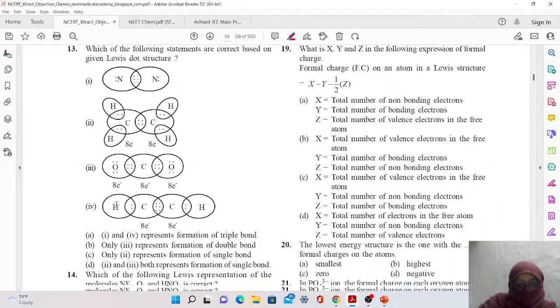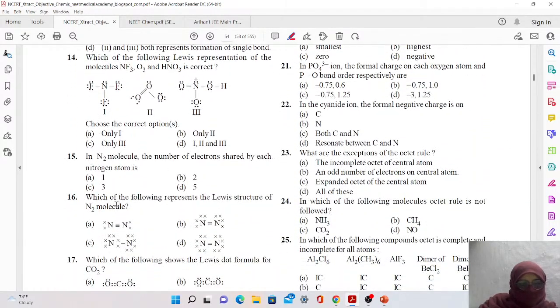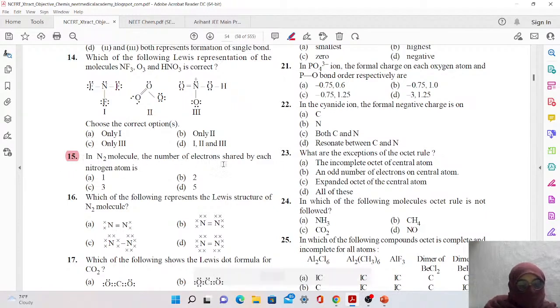Let's skip these Lewis dot structures. These are easier ones. I'm just moving to the 15th one. In the N2 molecule, that is the nitrogen molecule, the number of electrons shared by each nitrogen atom is. So they are telling that between this.